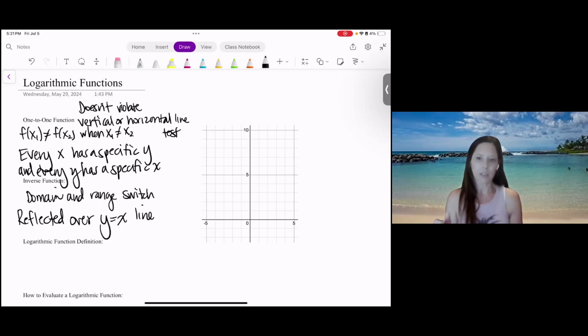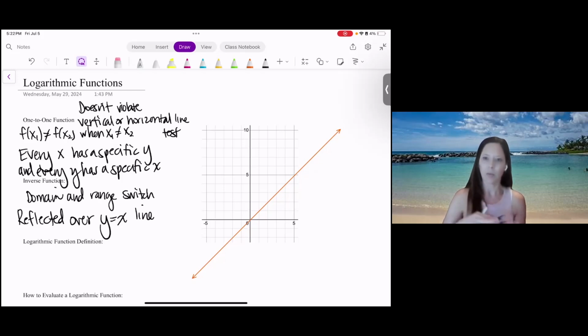Let's use that idea to graph a logarithmic function based on an exponential function, since exponential functions and logarithmic functions are inverses of each other. Here's the line y equals x. It goes through (1, 1), (2, 2), (3, 3), and so on. This is going to be our reflection line.